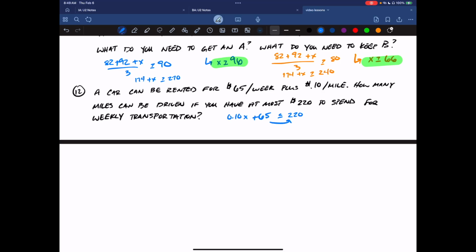So this is going to be minus 65. So it's going to be 0.10x less than or equal to 220 minus 65. So 155. And you're going to divide by 0.10. Okay, so x is less than or equal to 155 divided by 0.10, which is going to be 1550. So I can drive 1550 miles for 220 bucks or less.